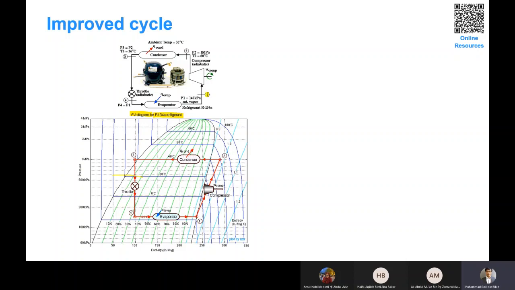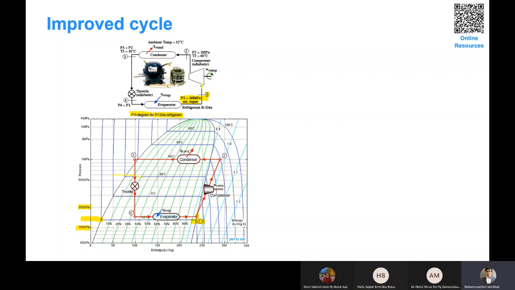This is point 1. Point 1 is 140 kilopascal. So that's the pressure. So this is 100 kilopascal. This is 200 kilopascal. So 140 is somewhere here. So this is point 1. And the condition here, if you look, it is saturated vapor. Saturated vapor is exactly on the line.